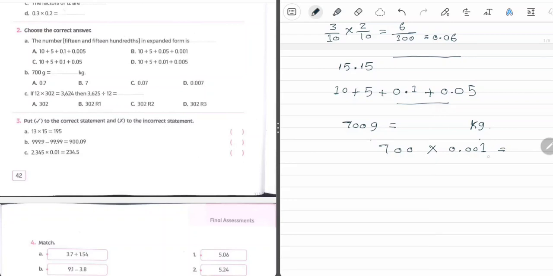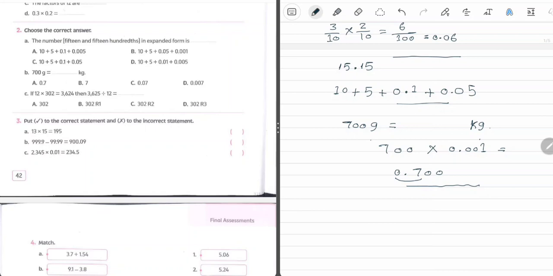I told you before, forget about the decimal point. Okay, just multiply 700 by 1, it will be 700. And the decimal point's place will be after 3 digits, 1, 2, 3. So 1, 2, and 3, this is the decimal point place. So your answer will be 0.7 or 0.700. It's equivalent. The answer to the question will be the first one.